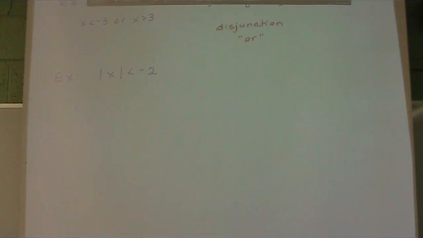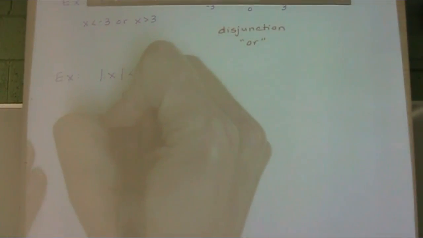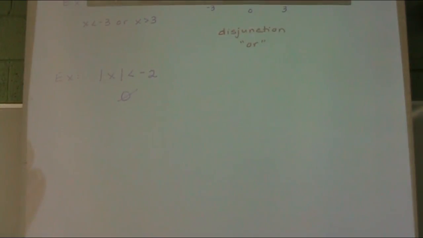Let me ask you this. Will any negative numbers work in here? No. Because the absolute value is always positive. Positive is never going to be less than -2. And that means our solution is no solution. And this sets up for us another rule. Anytime you have absolute value less than a negative number, your solution is no solution. All right?